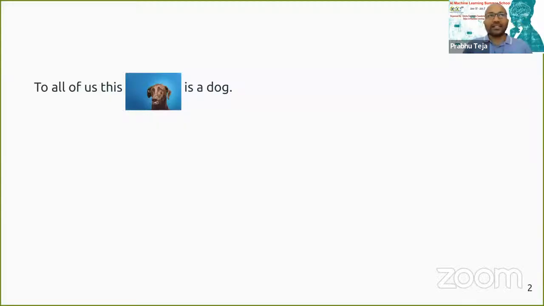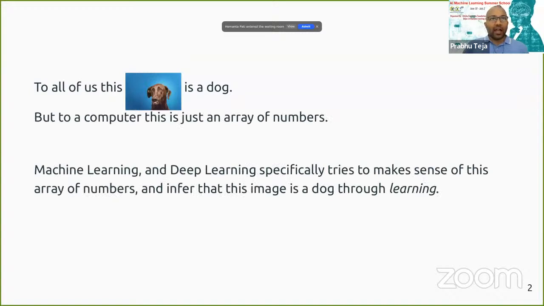So what exactly is deep learning? To all of us, this image is a dog and there is really no ambiguity about it. And to a computer, it's just an array of numbers, as Abhijit mentioned in the previous talk. And machine learning, deep learning specifically, try to look at this array of numbers. When I mean an array, if you use Python, think of it as a list of lists, for example. Machine learning and deep learning takes this large array of numbers and tries to make sense of what is inside it.